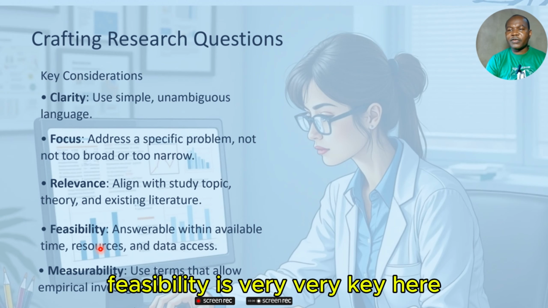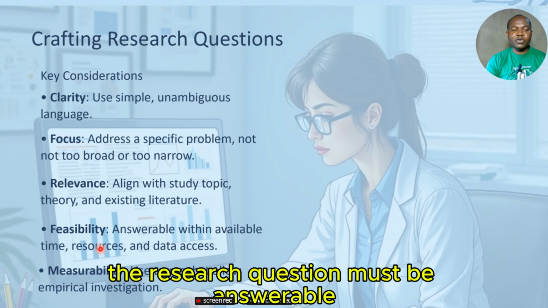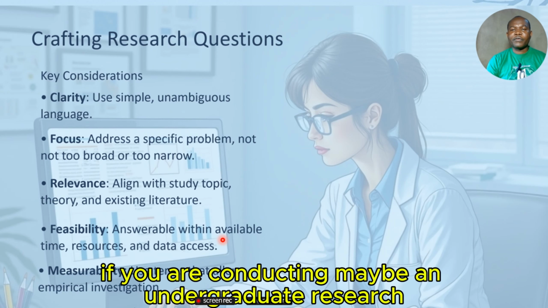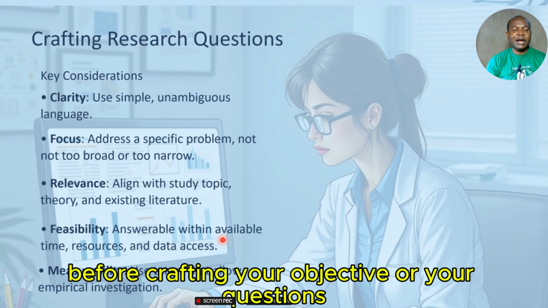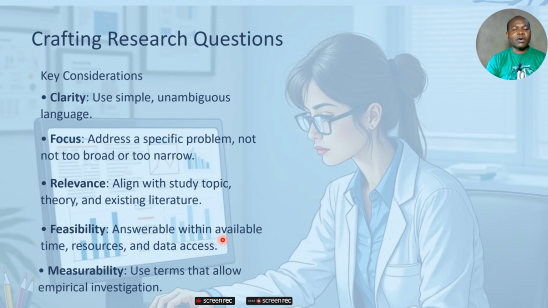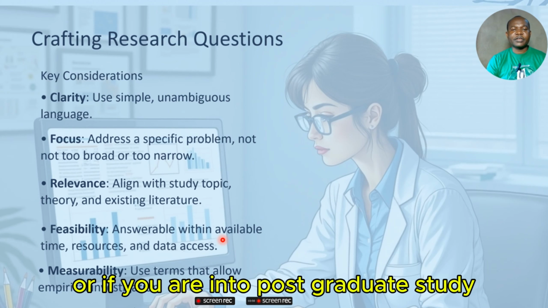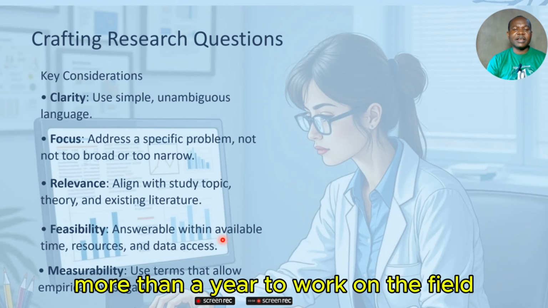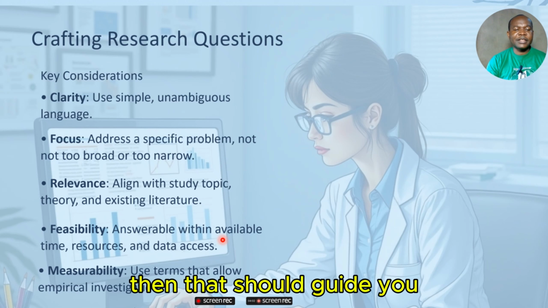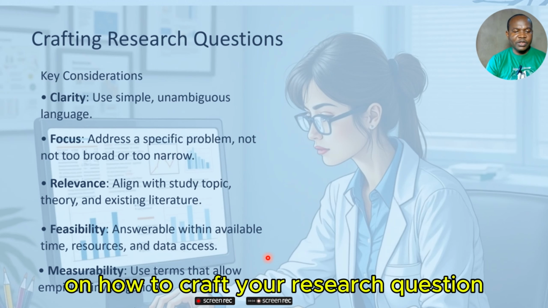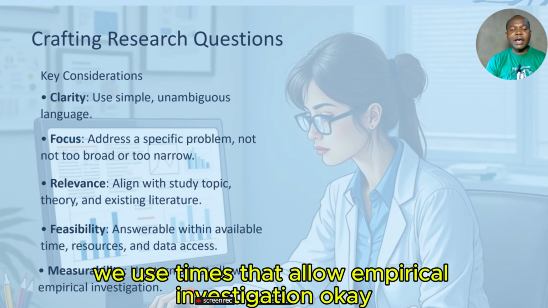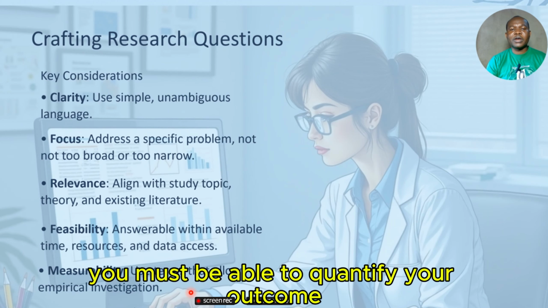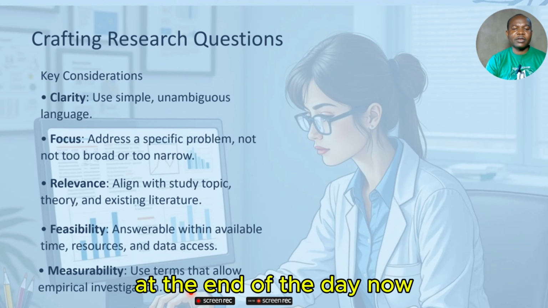And again, feasibility is very, very key here. The research question must be answerable within the available time. If you are conducting maybe an undergraduate research, you look at the period of time that you have beforehand before crafting your objectives or your questions. Or if you are into postgraduate study where you have probably more than a year to work on the field, then that should guide you on how to craft your research question. And then the last point here is that it should be measurable. We use terms that allow empirical investigation. You must be able to quantify your outcome at the end of the day.